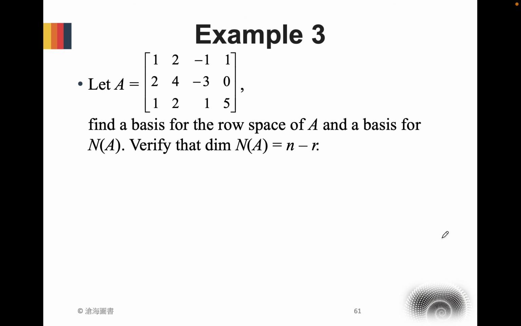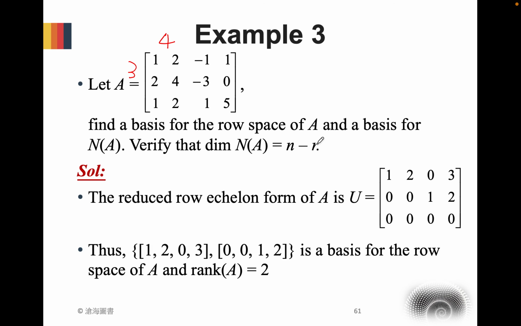Okay, let's see an example. For example, here, the matrix A is a 3 by 4 matrix. Find a basis for the row space of A and a basis for the null space of A. And verify the dimension of the null space is n minus r. So how can we do that?